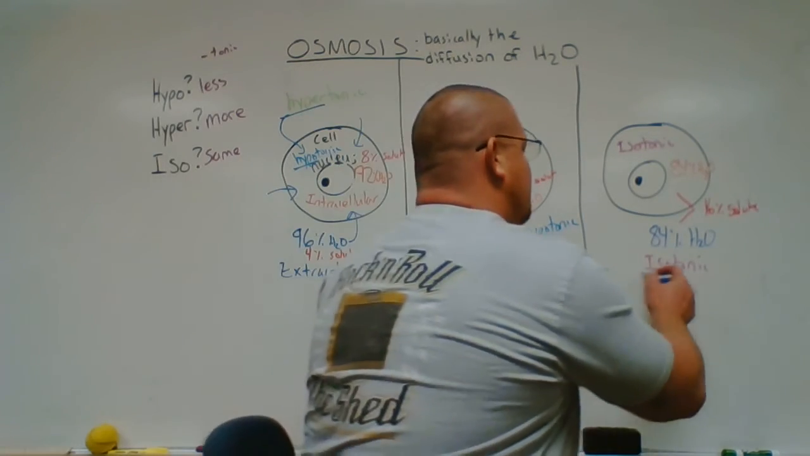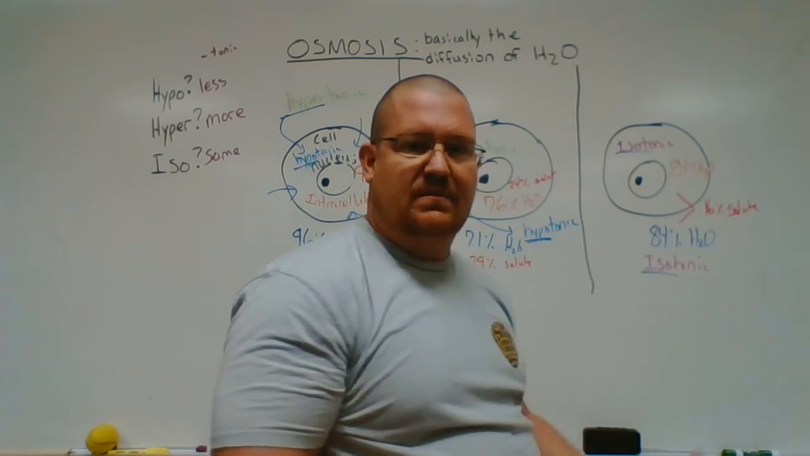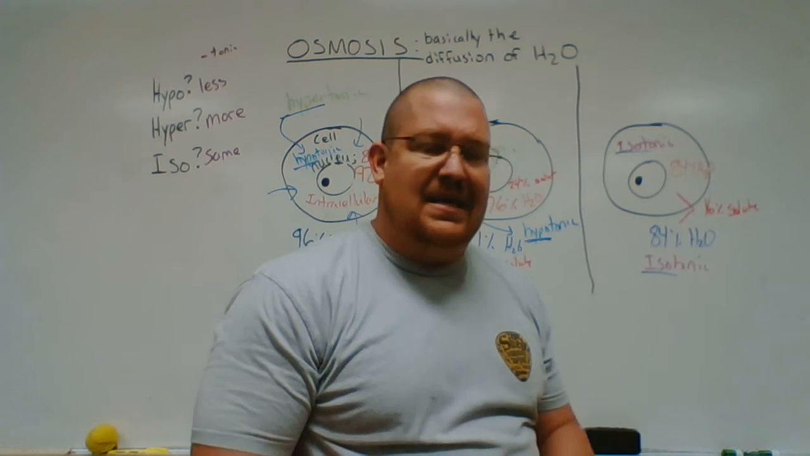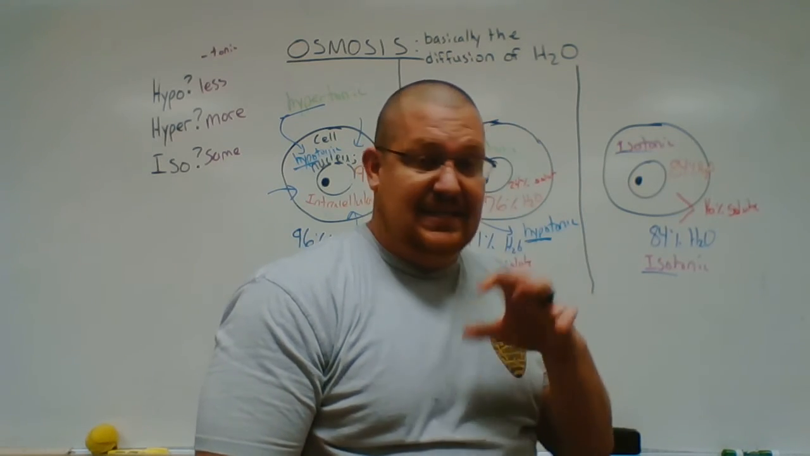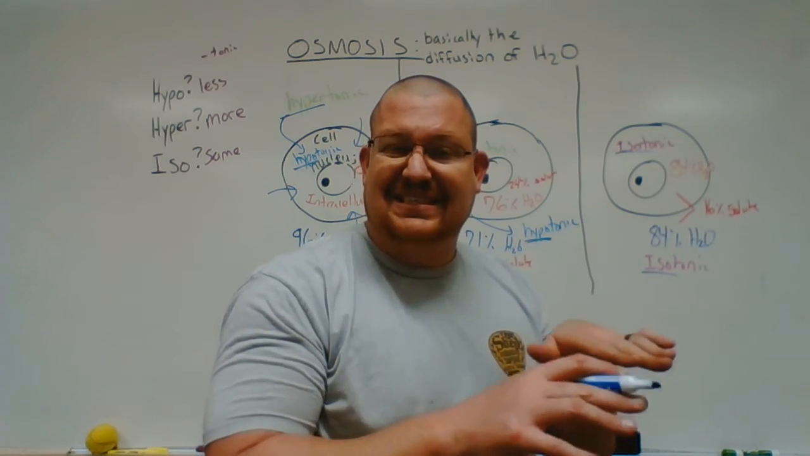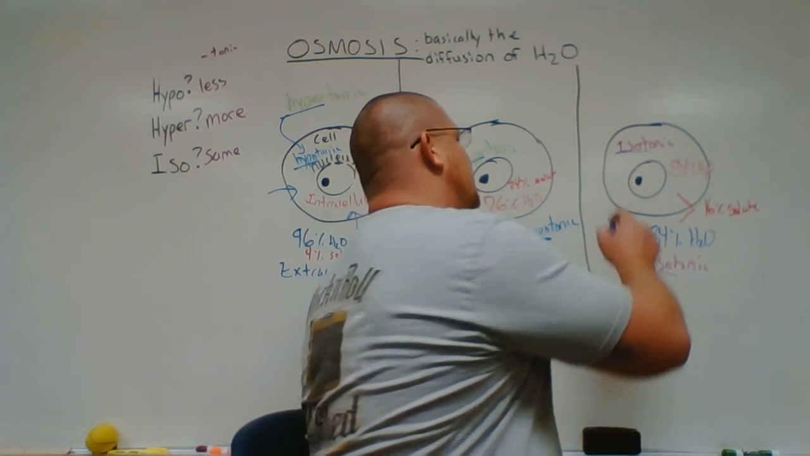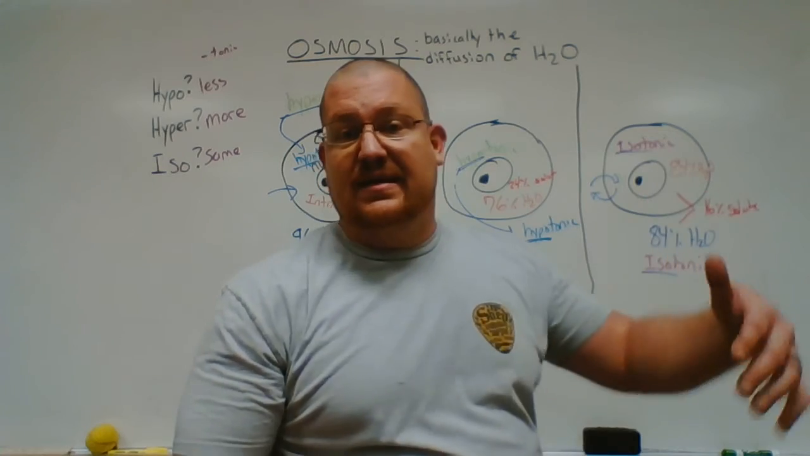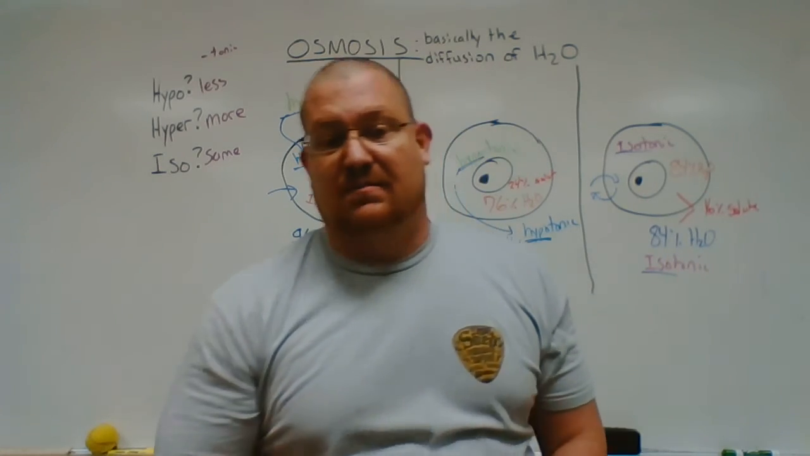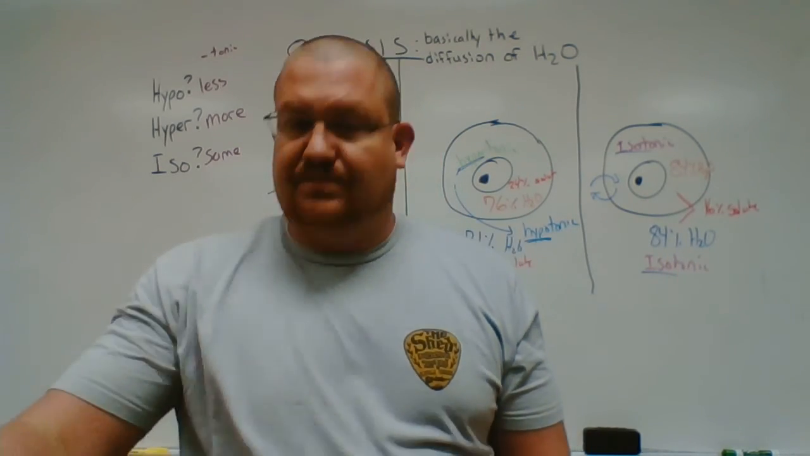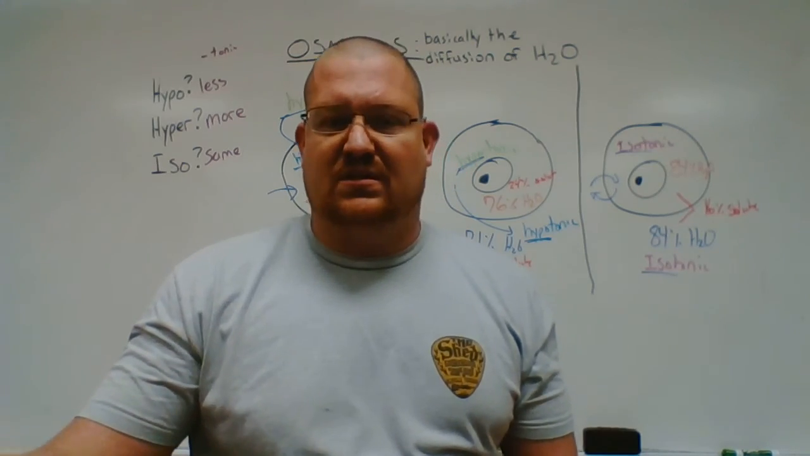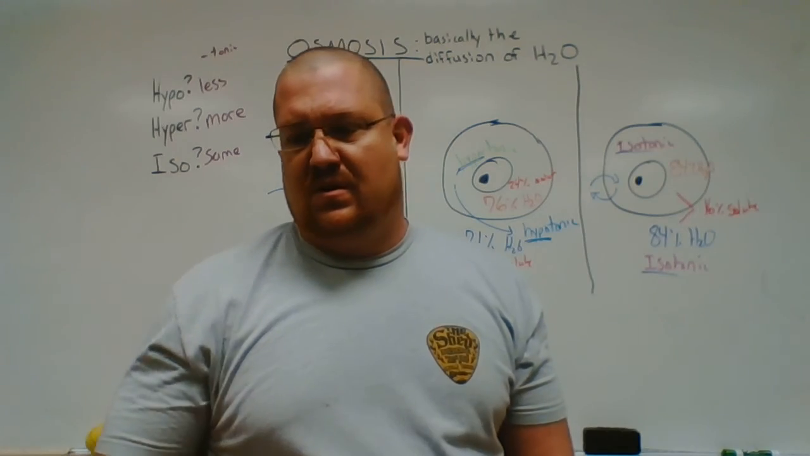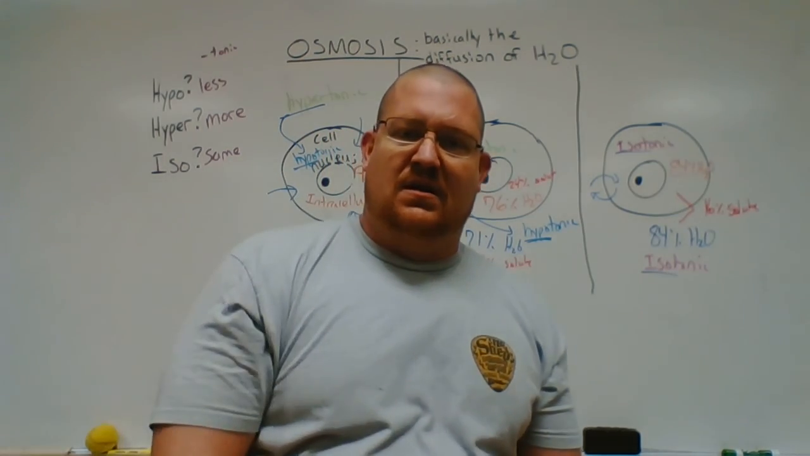Down here, iso, that's the same. There's not going to be any net osmosis. Well, equilibrium and balance in nature is not like steel. It's not dead. So you're still going to have some water moving in and some water moving out via osmosis. All right, that's osmosis, the movement of water from high to low. We're done.